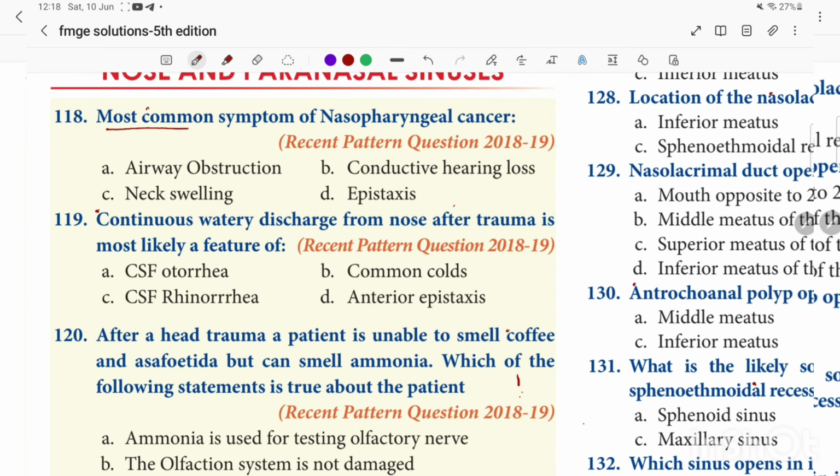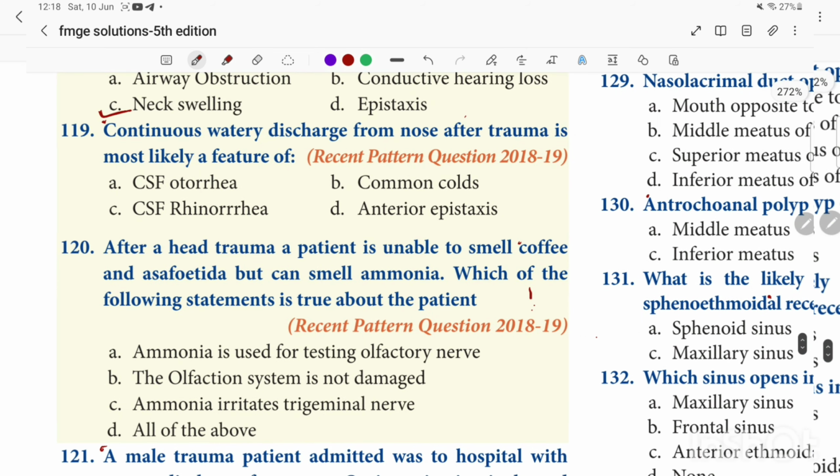Most common symptom of nasopharyngeal cancer is neck swelling. Continuous watery discharge from the nose after trauma: if there is a history of trauma and continuous watery discharge from the nose, then the most likely diagnosis is CSF rhinorrhea.